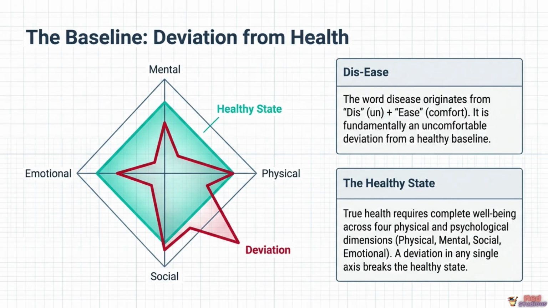A person whose physical axis has collapsed due to cancer, whose mental axis has fractured due to schizophrenia, or whose social axis has been destroyed by chronic disability. All are experiencing disease in its fullest medical and human sense. Pathology exists to understand and reverse these deviations.